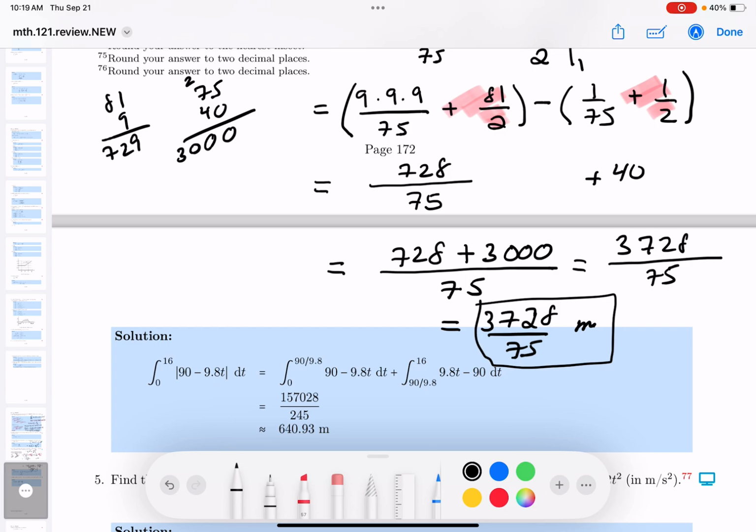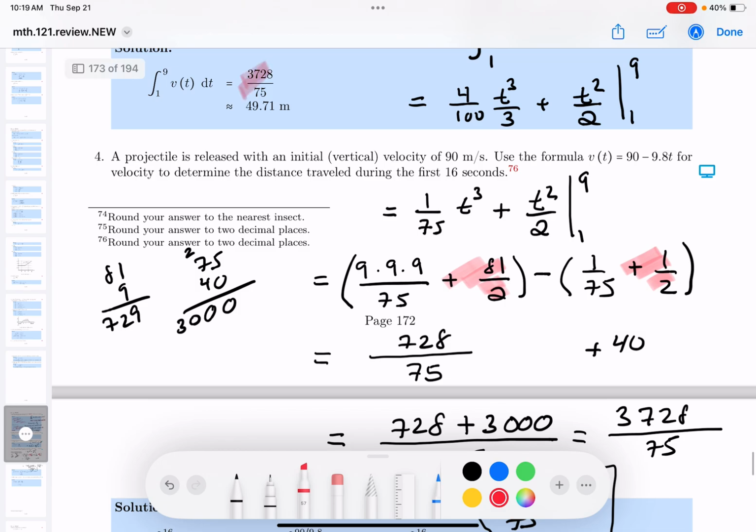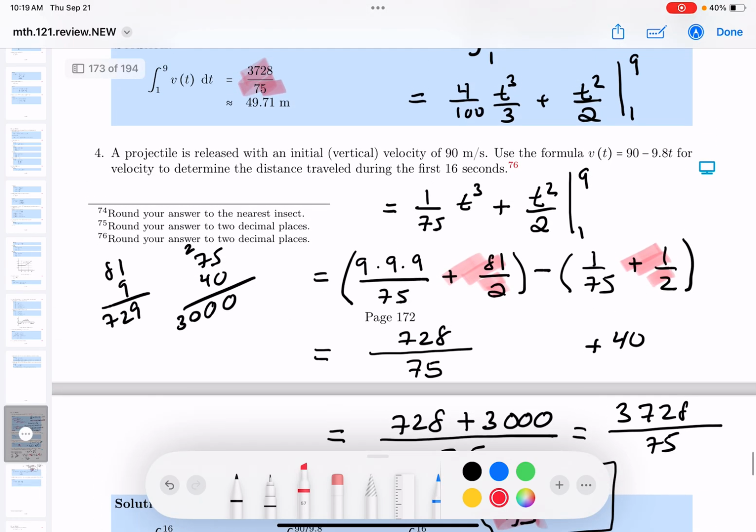I want to look at the key, though. All right, look at the key and what the key says. 3,728. Yeah, I got that. Over 75 and meters. They also approximate using a decimal number.